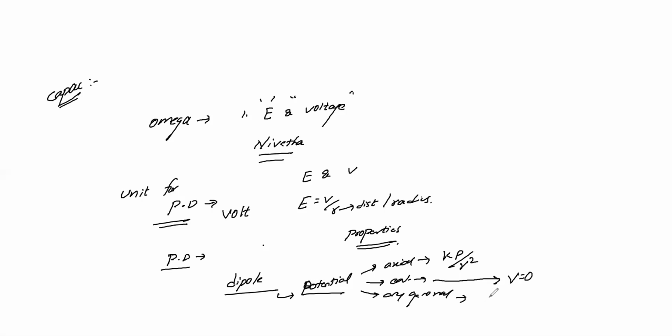Okay, what about the third one? Any general point? V at P equal to KQ into (r1 minus r2) by r... No, the final relation. I told you the final relation. It is nothing but your KP cos theta by r square. Where theta is equal to 0 degrees, there is one, and theta is equal to 90 degrees, there is one, right? So remember this relation. It is a combination of both 0 degrees as well as your equatorial.